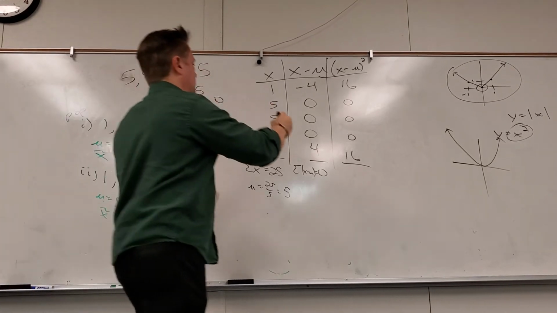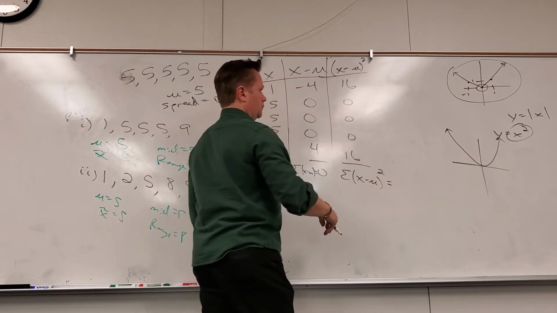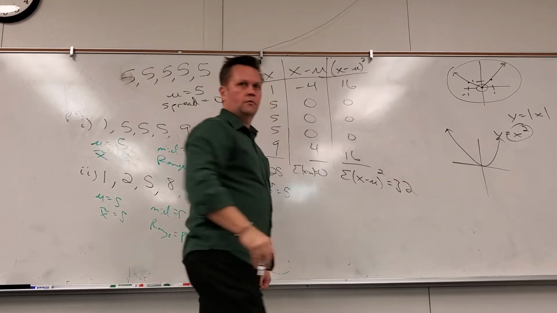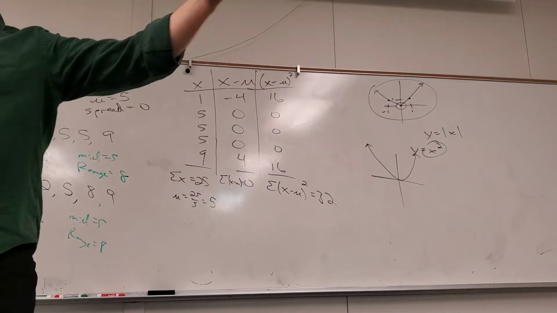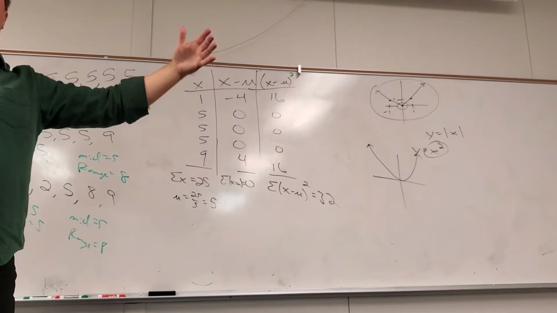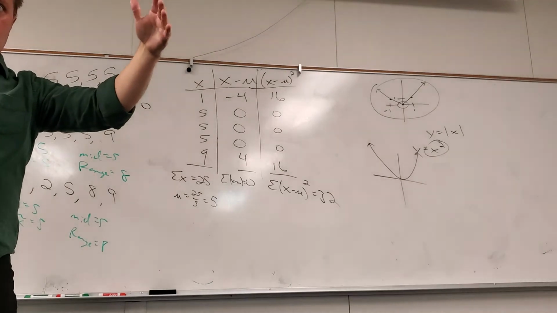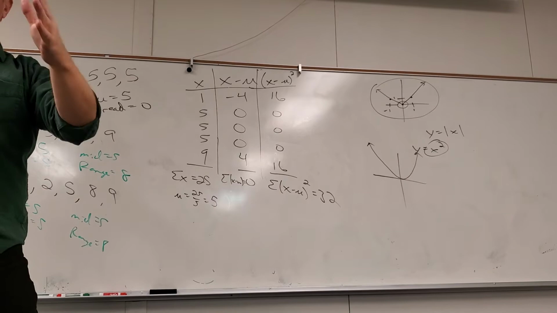So what do you get when you add these up? The sum of x minus the mean, squared, is 32. Why did we do that? Because we're trying to find the average distance, right? So what would I do next? I added up those, so next I have to find the average. You add them all up, and then you divide by how many there are.